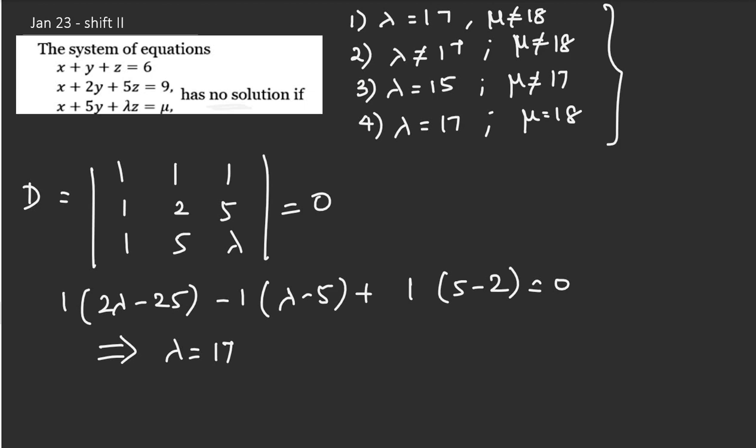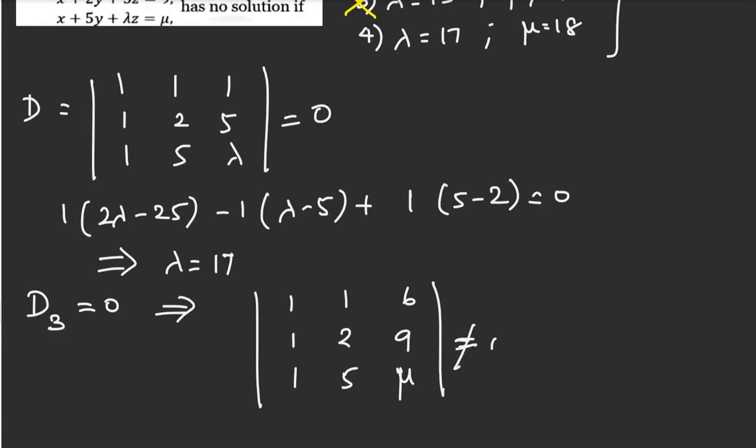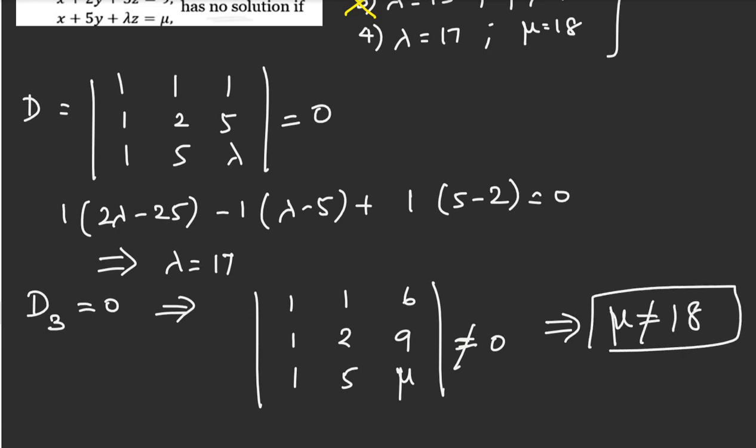So here from the options we can find out that lambda is not equal to 17 is not the answer. Lambda is equal to 15 is not the answer. So either 1 or 4 must be the answer. Now next, equal to 0. So expanding the determinant, we get that mu is not equal to 18. So our answer is lambda is equal to 17 here.